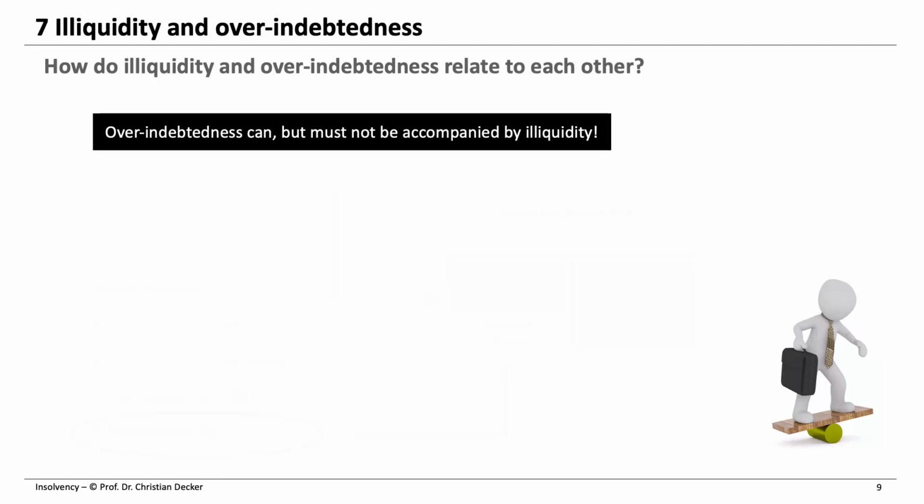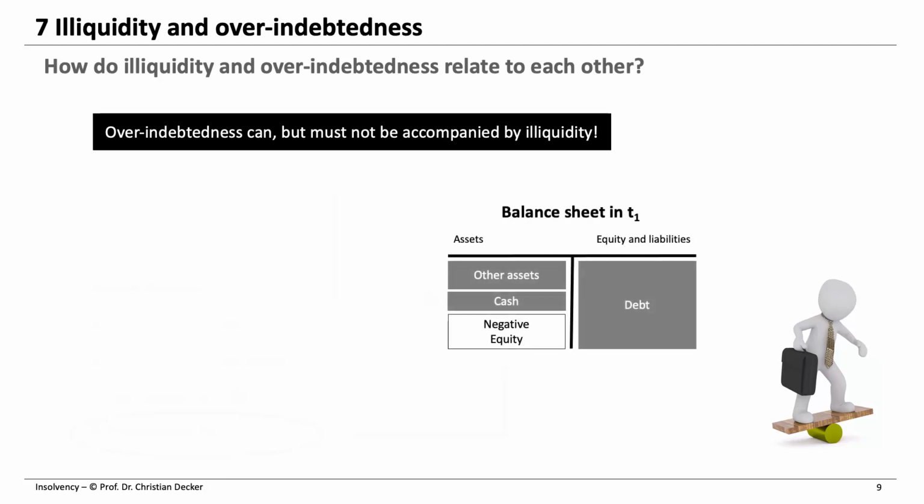This can be seen in a more detailed breakdown of the balance sheet in T1. On the assets side, the assets were roughly divided into the blocks other assets and cash. It is possible that cash is sufficient to cover the payments due. Nevertheless, due to the absolute amount of assets in relation to debt, there is an over-indebtedness in the balance sheet.